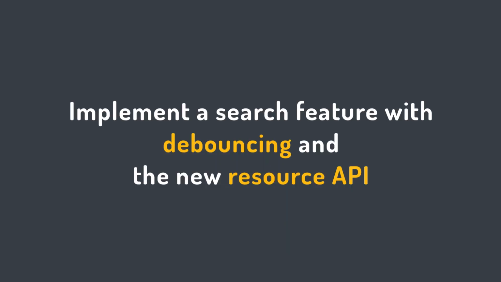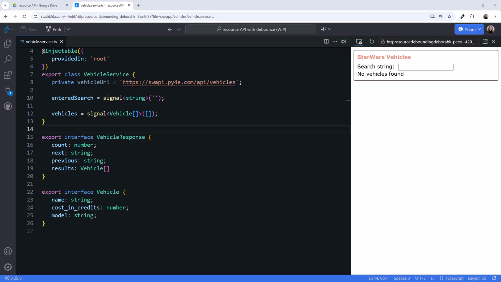In this video, I walk through one way to implement a more efficient search feature using debouncing and the new experimental resource API. I'm in StackBlitz with my simple demo application open. I'm using Swappy to display a list of Star Wars vehicles. In the template, the search string uses two-way binding with the entered search signal. Our task is to retrieve the vehicles that match the entered string.